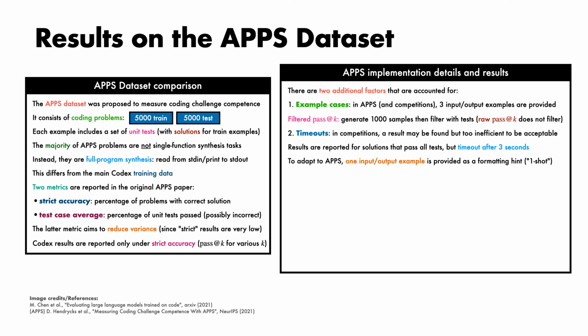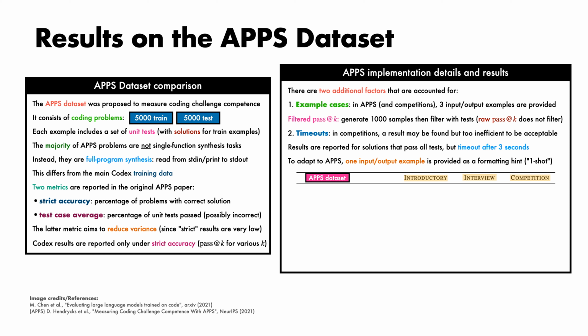Finally, since Codex is not fine-tuned on APPS, the authors propose to address the domain gap by appending a single input-output example to the docstring as a formatting hint for the task, a setting that is indicated among results as one-shot. We now turn to the results themselves on the APPS dataset, which are broken down into 3 levels of difficulty: introductory, interview, and competition.